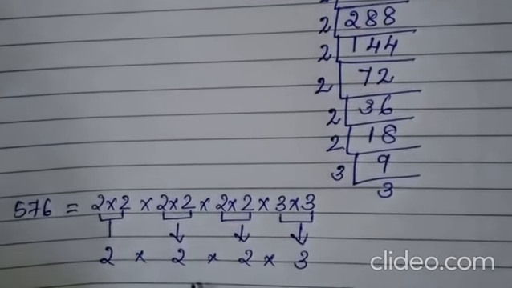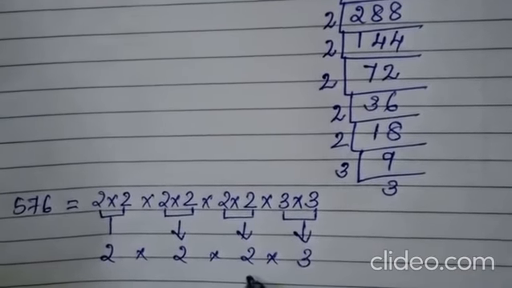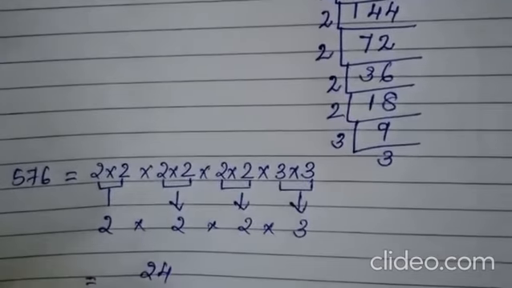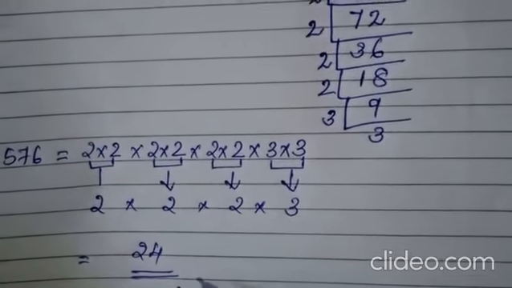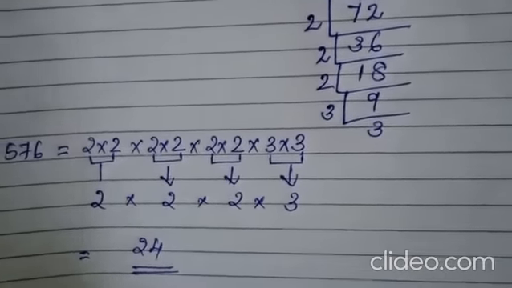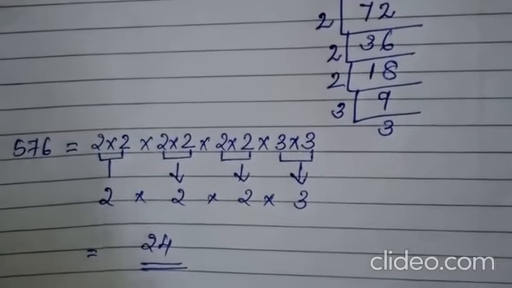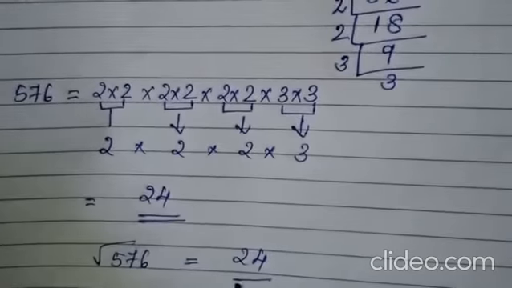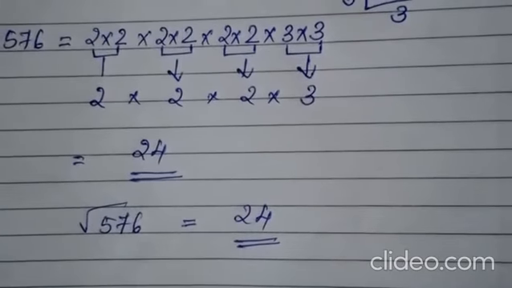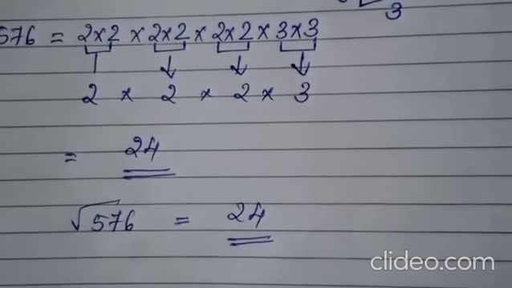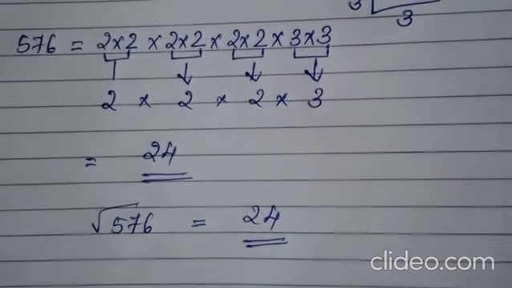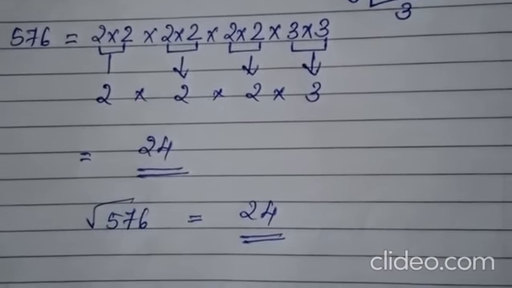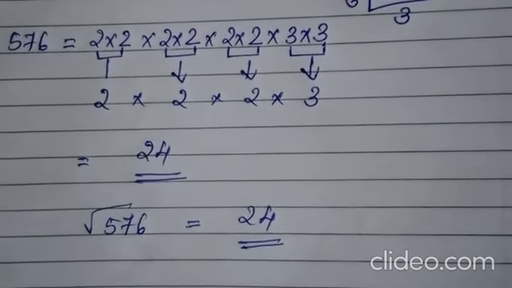So 2 2s are 4, 4 2s are 8, 8 3s are 24. So this is the answer. So square root of 576 equals 24. In this way, we are finding square root by prime factorization method. Understood? So, square root of 576 is equal to 24.